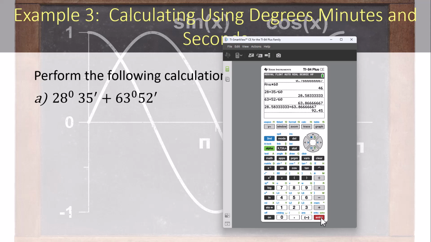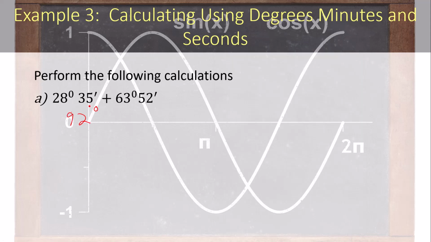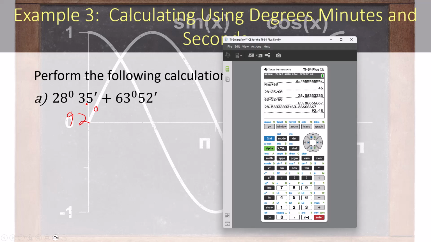So we know that our answer is going to have 92 degrees, and then we can determine the number of minutes by subtracting 92 and then multiplying that by 60. And we will have 27 minutes. So our answer here is 92 degrees and 27 minutes.